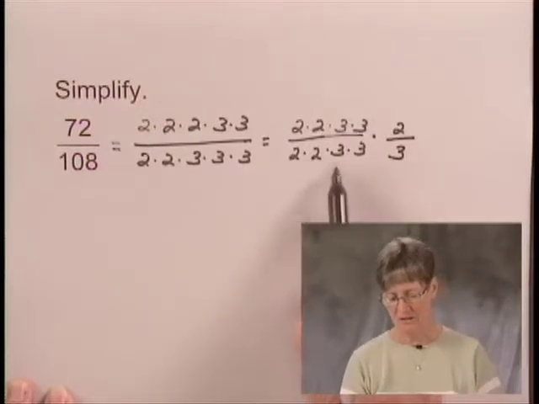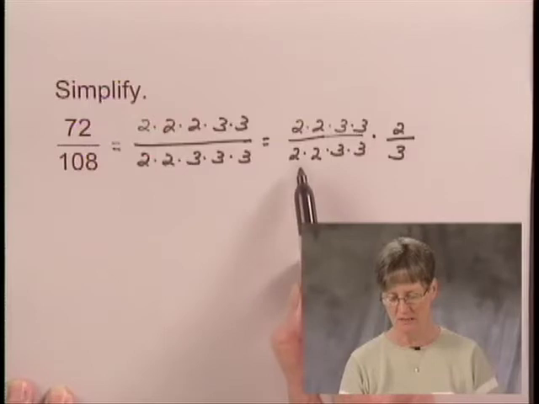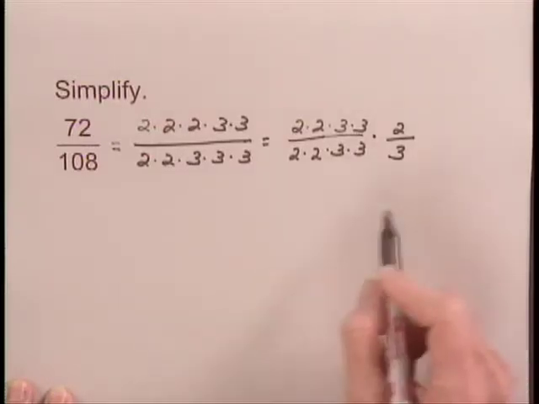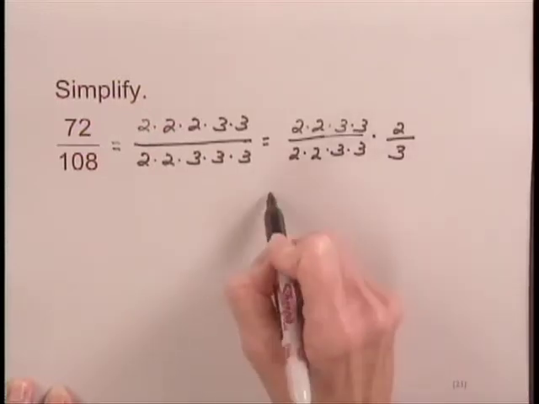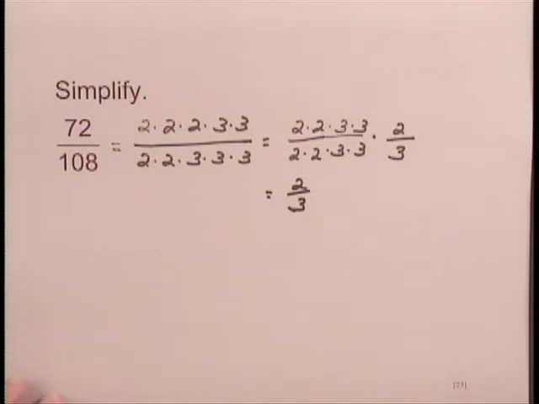Now this first fraction is a number divided by itself. 2 times 2 times 3 times 3 divided by 2 times 2 times 3 times 3 is just equal to 1. So what I have here is 1 times 2/3. And that is going to simplify then to the number 2/3.